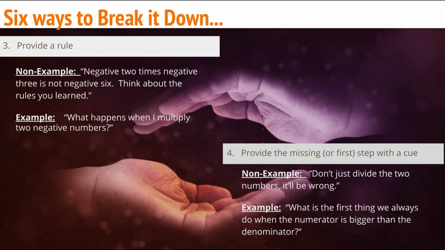Two more ways to break it down are providing a rule and cueing. When providing a rule, ask questions that will trigger their recall without necessarily giving them the full rule. Or provide a cue to a missing step, or a step that will get them thinking how to get to the answer.